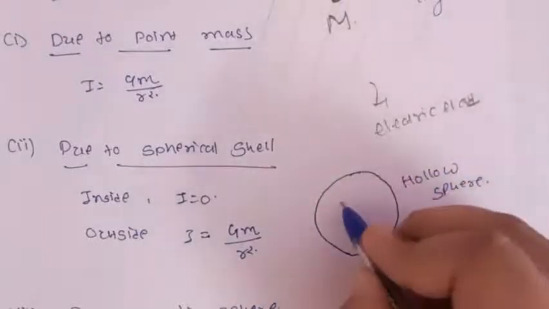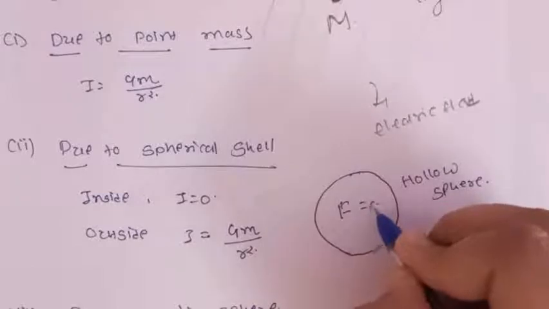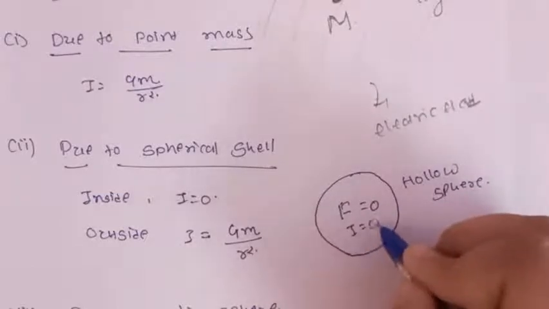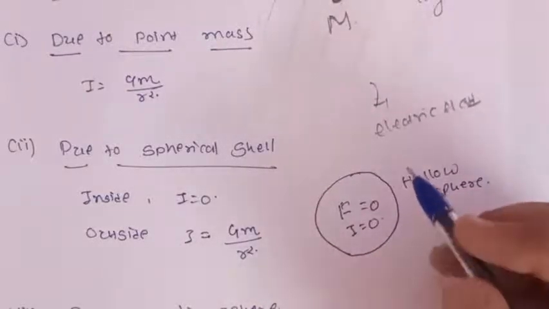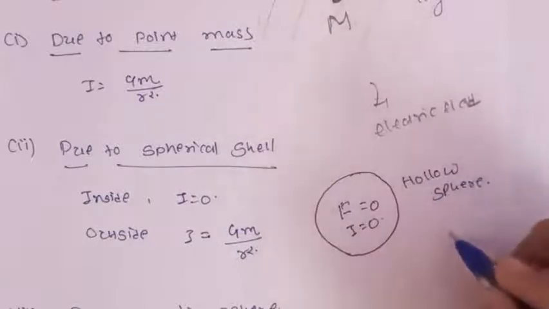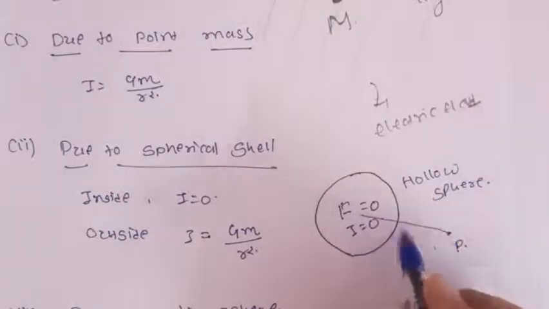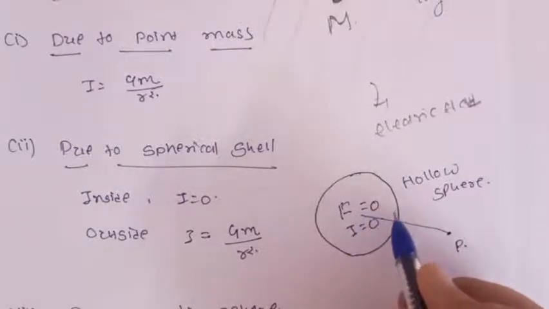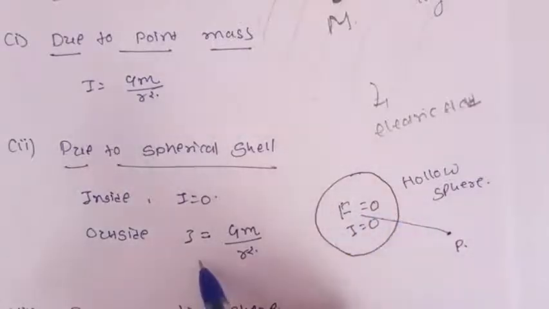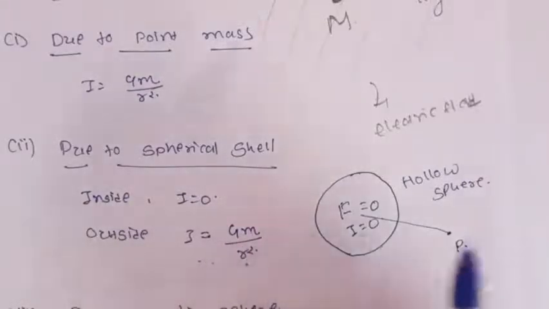So, inside, gravitational force is 0 and gravitational field is also 0. At any outside point, this spherical shell will behave as a point mass. So, for outside point, the gravitational field will be GM upon r square.